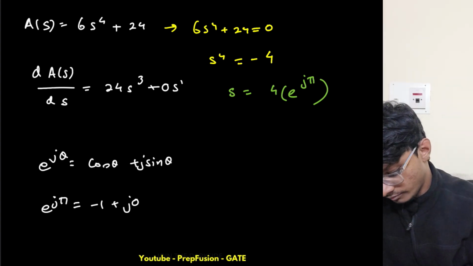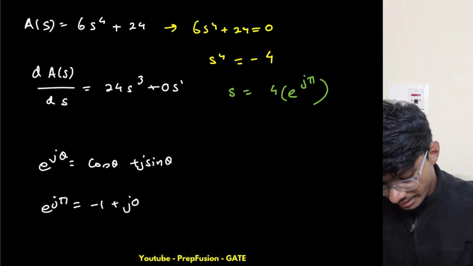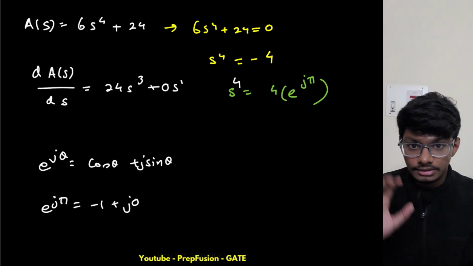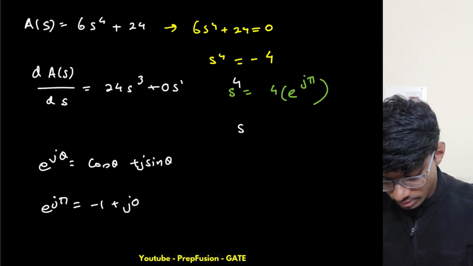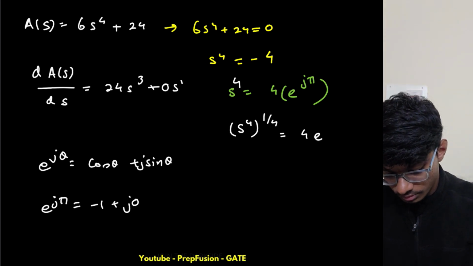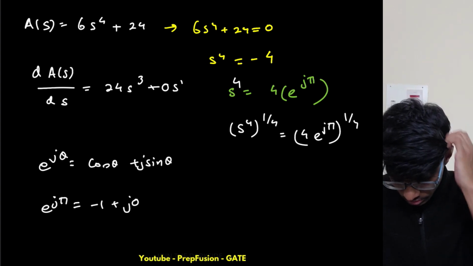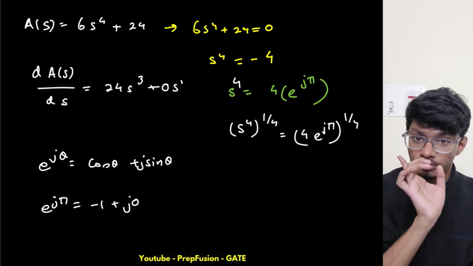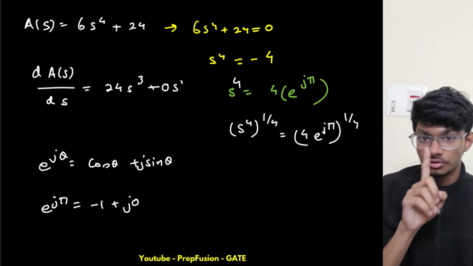So now I have s to the power 4 equals 4 e raised to power j pi, right? What I can do is take the power of 1 by 4 on both sides. So I will get s equals 4 to the power 1 by 4 e raised to power j pi divided by 4, right? This will give me only one root, but I have 4 roots. This will only compute one root. Why, I will not explain; this is not that important information.